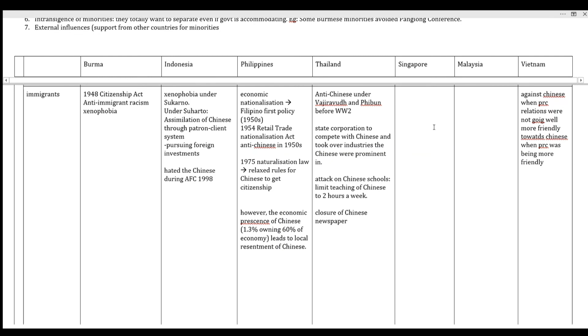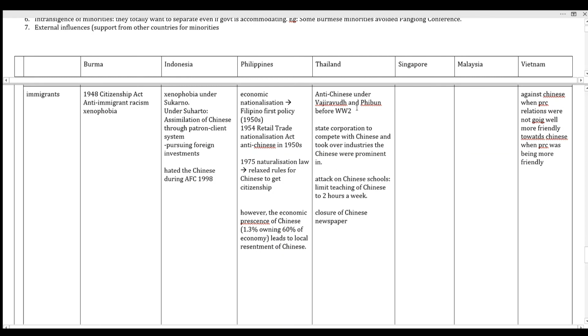Okay, so in the Philippines, we have the economic nationalization, which means they nationalize their businesses and stuff like that. They try to make sure that the Filipinos actually own the thing, rather than Chinese or other immigrants. In 1975, they did have a relaxed rule for Chinese to get citizenship, and because the Chinese generally have a really big economic presence, the locals still kind of resent them because the Chinese are the ones controlling all the economic things in the Philippines.